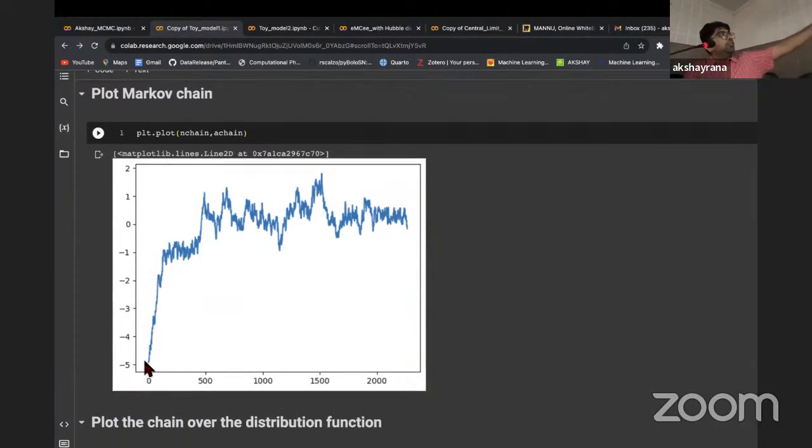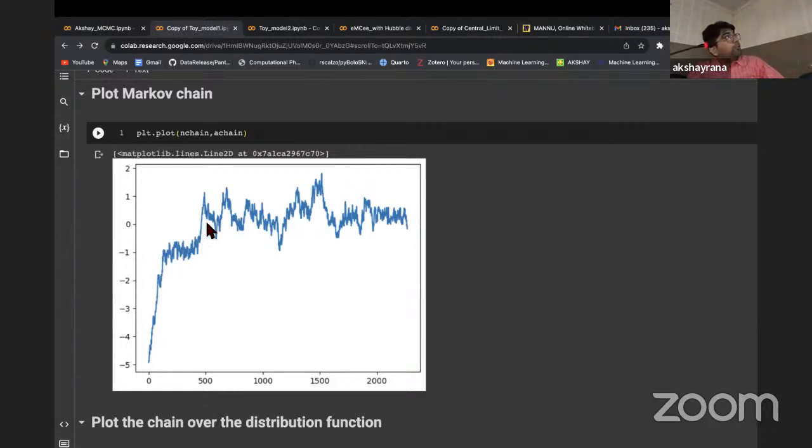The first data point you choose is -5. Step by step it reaches towards the answer you are choosing, and after that it is oscillating around this point. So you can easily see that this is converging at a value. If you take the mean, it will be somewhere around 0.18 or so.